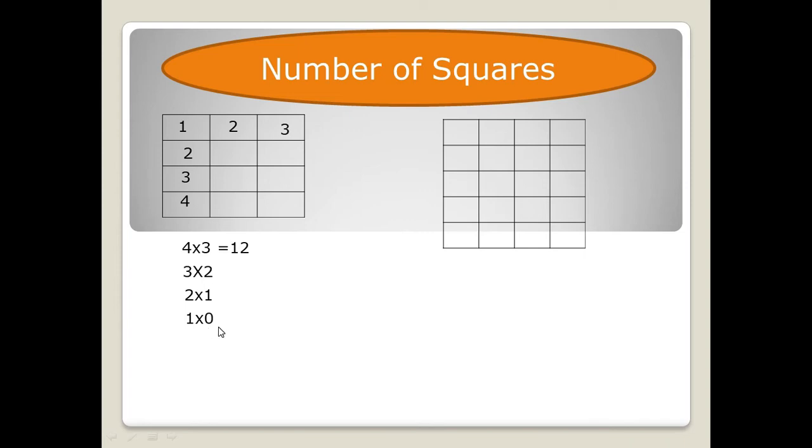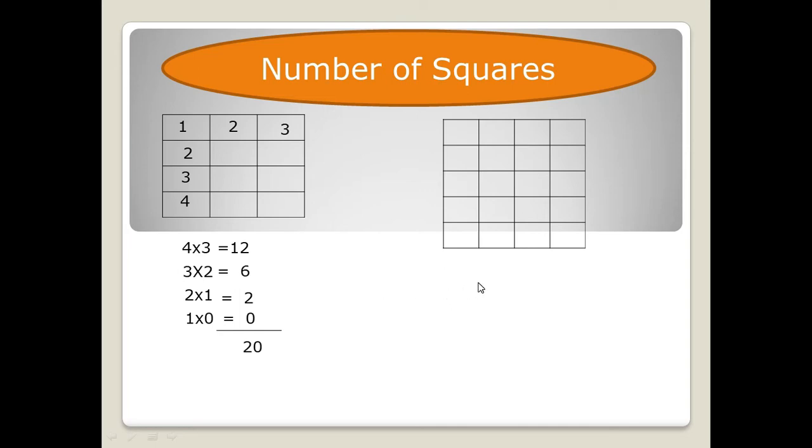Now solve it. 4 multiplied by 3 is 12, 3 multiplied by 2 is 6, 2 multiplied by 1 is 2, and when we add all these it will be 20. So the number of squares in this shape are 20.